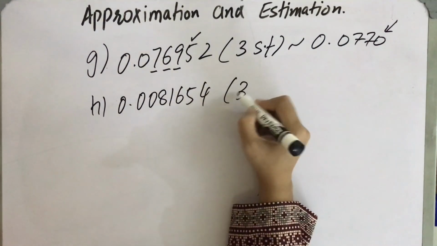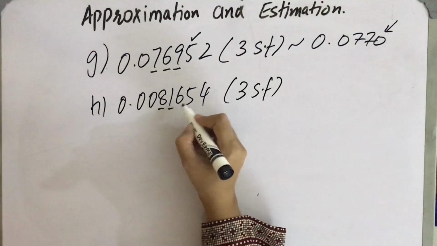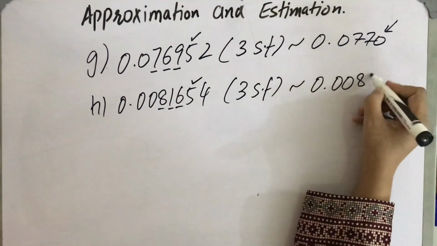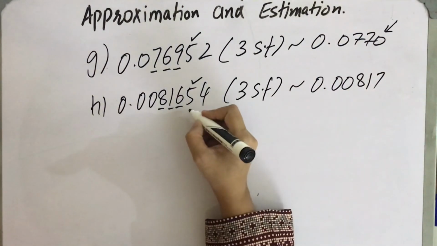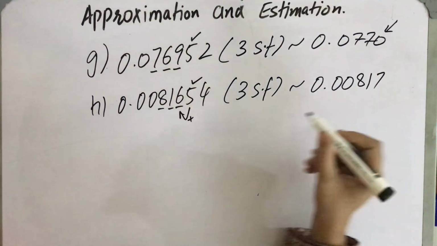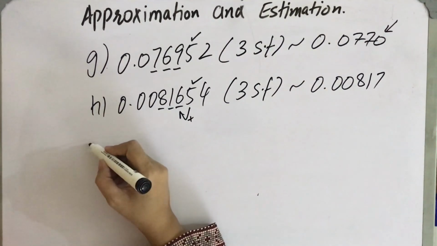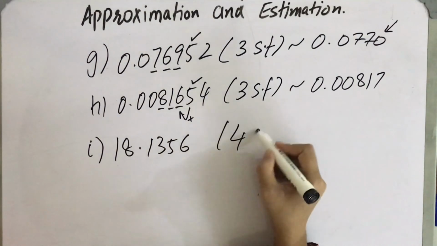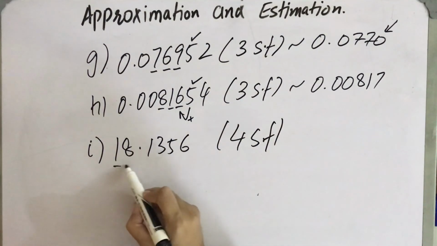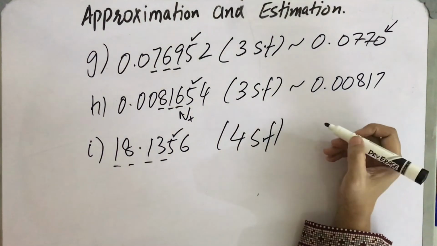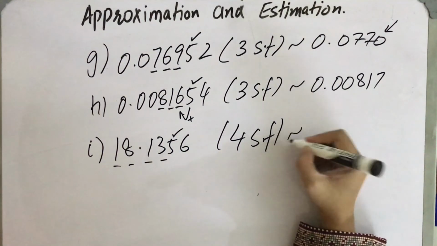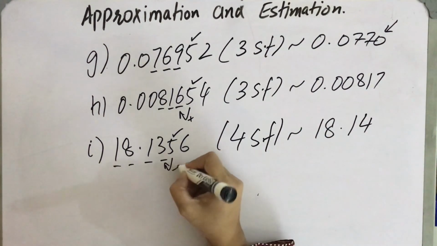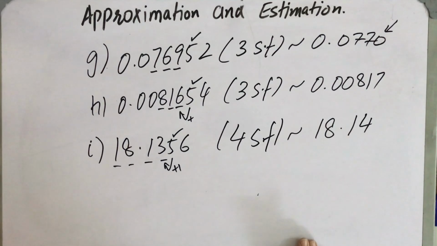0.0081654, three significant figures. 1, 2, 3. This 5 will give 1 to 6. Our final answer will be 0.00817. Next, 18.1356, four significant figures. We shall have 1, 2, 3, 4. This 5 will give 1 to 3 and our final answer will be 18.14.